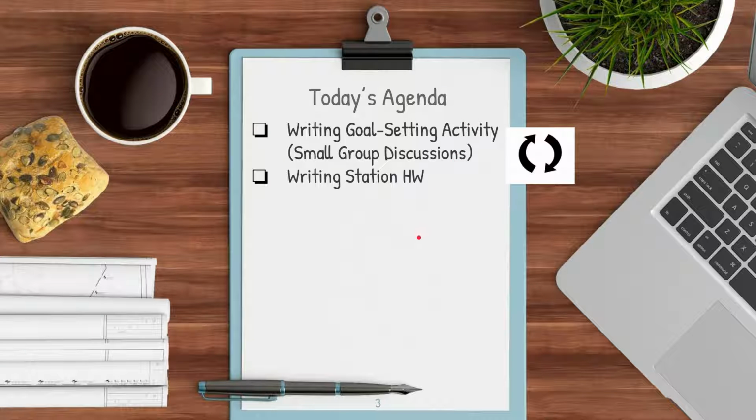Okay, so if you look at the agenda, the two items that we're doing this week: one of them is the writing goal setting activity, which I'll be conducting in small groups in breakout rooms. And then the other one is the writing station homework. I will be going over the writing station homework directions in this video and the goal setting activity in a separate video. The way this normally worked in class is while I was meeting with one group of students doing this, the other group was independently working on the writing station homework, and then the two groups would switch.